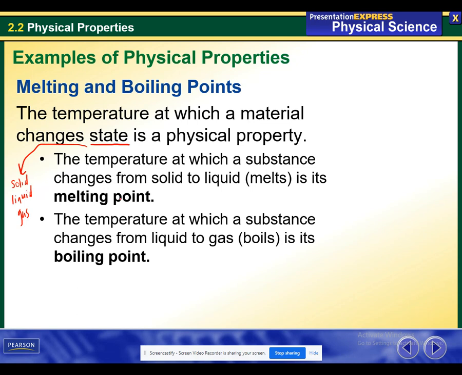So here, the first one we're going to talk about is melting point. Whenever something turns from a solid to a liquid, it's said to melt, and that's known as the melting point. So when water turns from ice to liquid water, it usually does that above 0 degrees Celsius. So 0 degrees Celsius is a melting point. The temperature at which a substance changes from a liquid to a gas is known as the boiling point. Think of water. If you have a pot of water and you boil it, that water rises as steam or water vapor. So that's the boiling point.